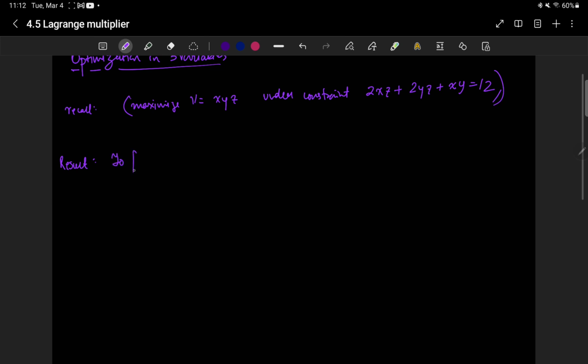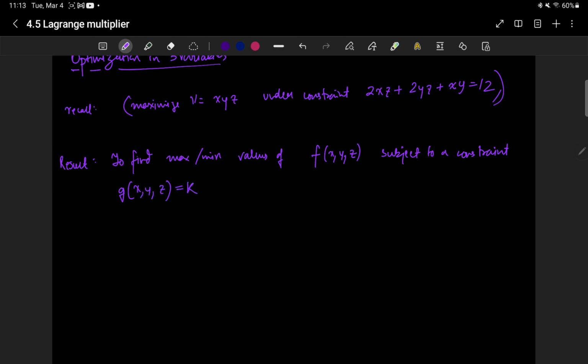To find the max or min values of a function of three variables, f of x, y, z, subject to a constraint. The constraint is given by another function, g of x, y, z equals k. The reason we will have this constant k is it's a constraint, so something is limited by the value k. Then we're going to do two steps.